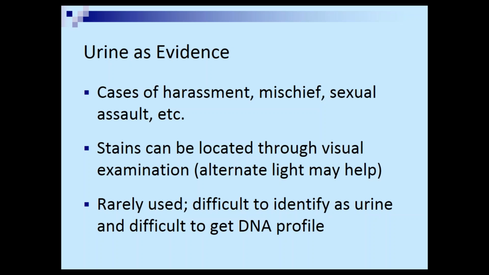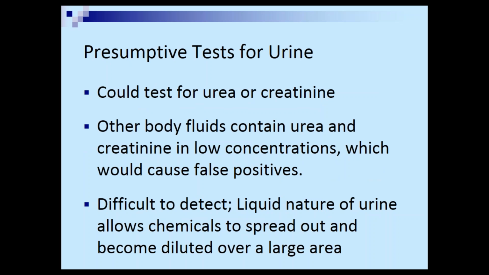What about enzymes or chemicals in urine that we can do a presumptive test for? Yeah, there's urea and creatinine, but as it turns out, there's not a good color test for these. And unlike saliva that has a lot of amylase or semen that has a lot of acid phosphatase, if you've been drinking a lot of water and your urine is dilute, then there's not going to be that much urea or creatinine in it. So it can be very difficult to do these tests, and the end result is forensic labs don't really do presumptive tests for urine. So it's difficult to detect.